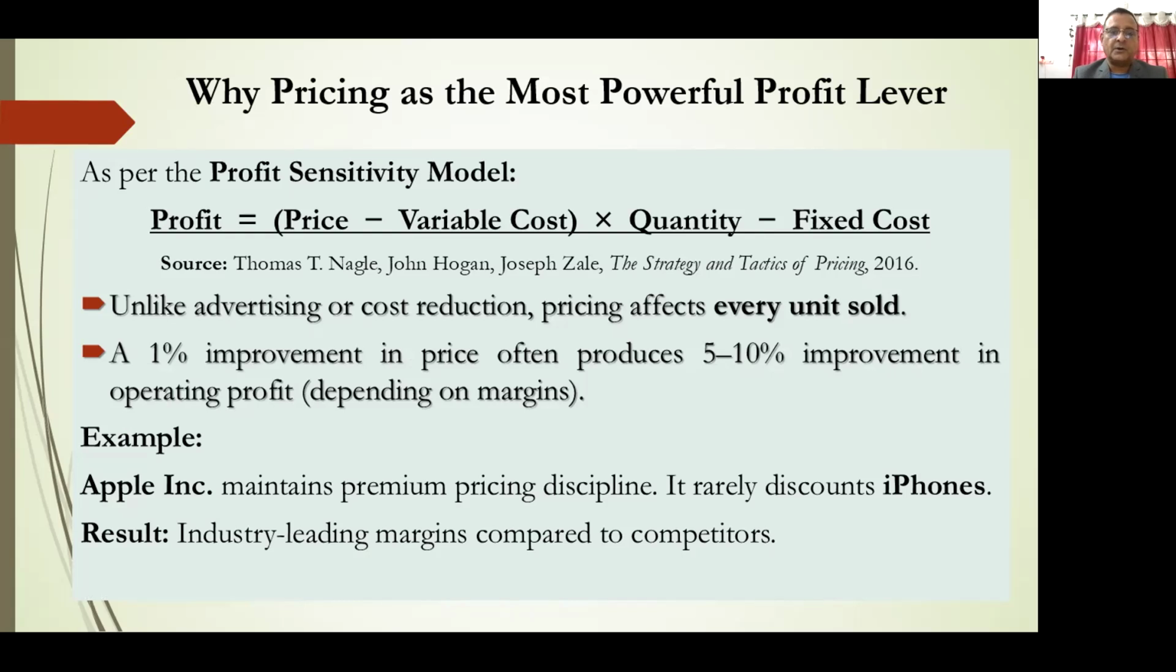If you look at the parameters of variable and fixed cost, unlike advertising and cost reduction measures, pricing is one of the only variables which affects every unit sold. Every 1% improvement in price often produces a 5 to 10% improvement in operating profit, depending upon the margins carried per unit. An excellent example is Apple Incorporated, which maintains its premium pricing discipline and rarely gives discounts on iPhones. Because of this pricing strategy, Apple has been leading the industry with the margins it captures compared to competitors.